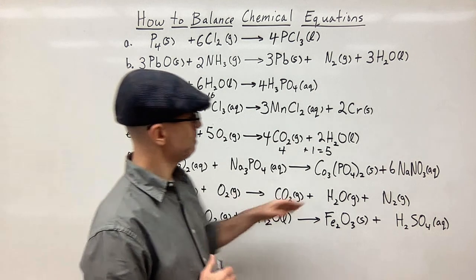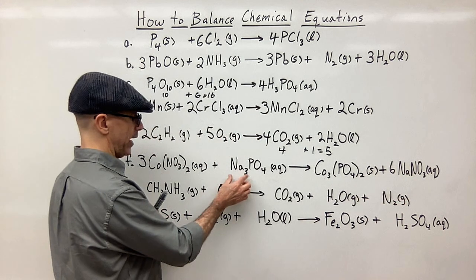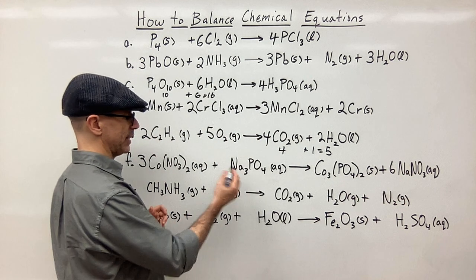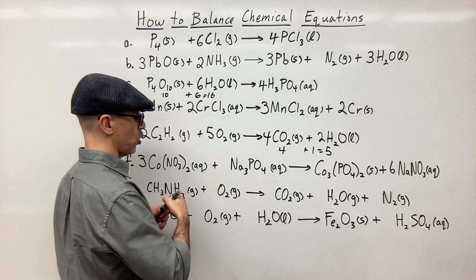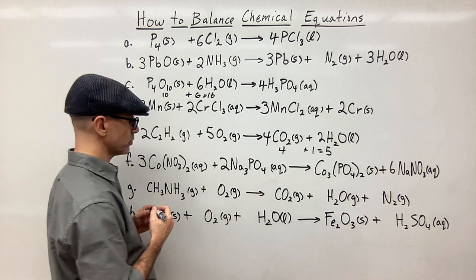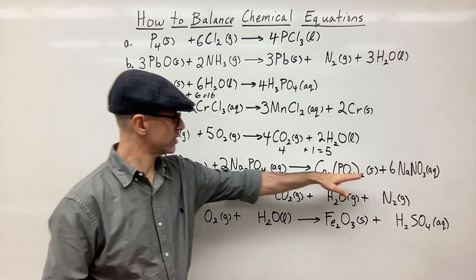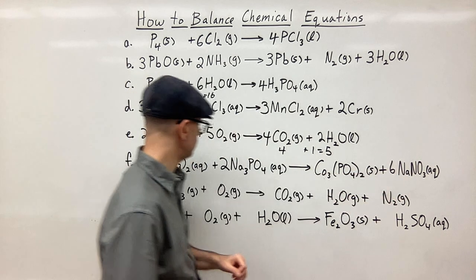However, my sodiums are now not balanced. So I have to come back here. And here I have a 3. So I need 6 on this side. So what times 3 gives me 6? 2. So 2 times 3 is 6. That gives me 6 and 6 for the sodium.